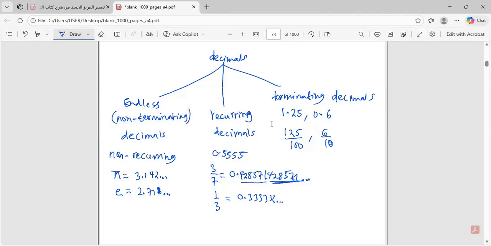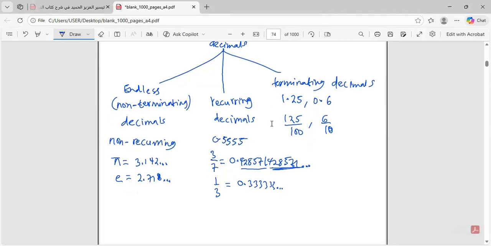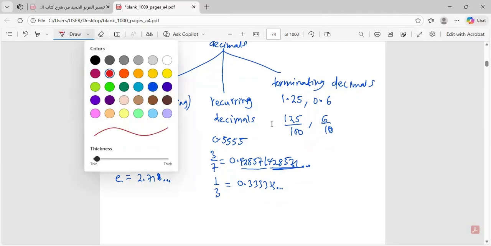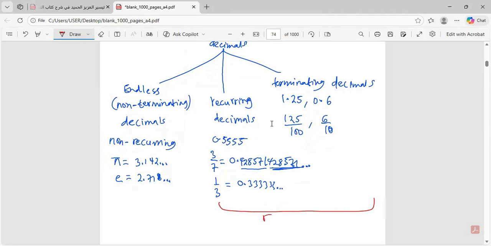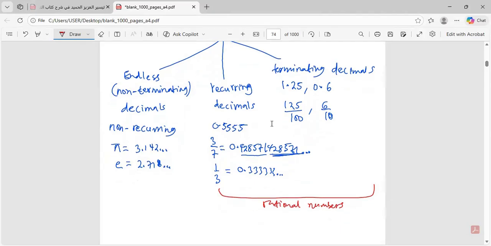Now, I want you to take note that terminating decimals and non-terminating recurring decimals, these two are formed by rational numbers. What are rational numbers? They are numbers that can be expressed in the form a over b. So any number you can express in the form a over b, where a and b are integers, that number is a rational number.